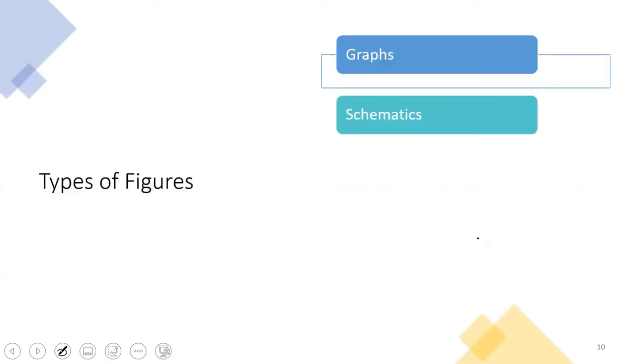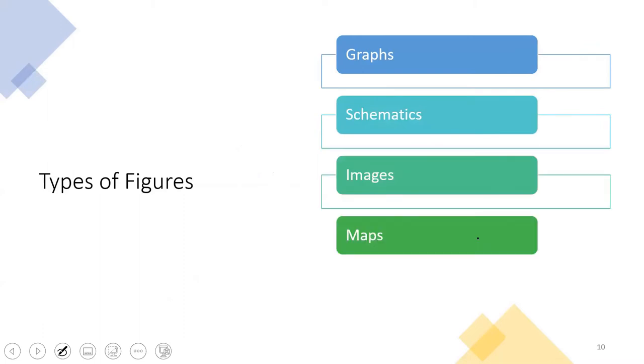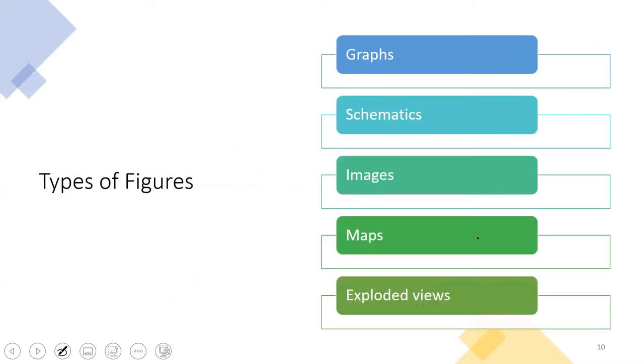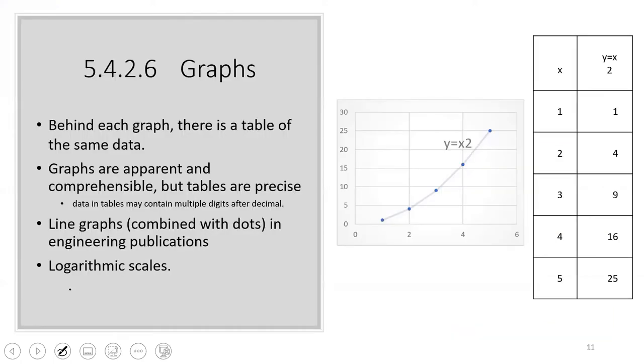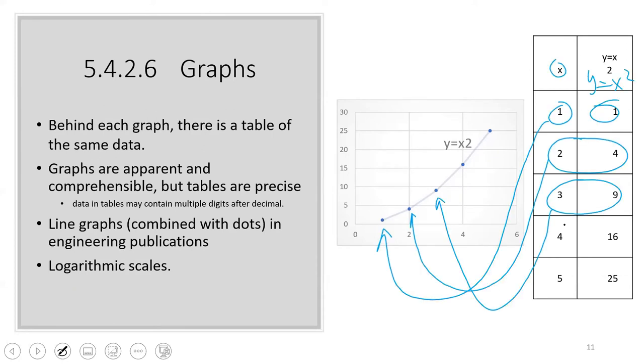What type of figures? Figures include graphs, schematics, images, maps, exploded views, and many others. In engineering, we use graphs. Remember, behind each graph there is a table. Basically, that's how the figure is produced. Then you may ask, if the figure and the table are the same, why do I need a figure? The graph shows the trend. You can see it's more straightforward.